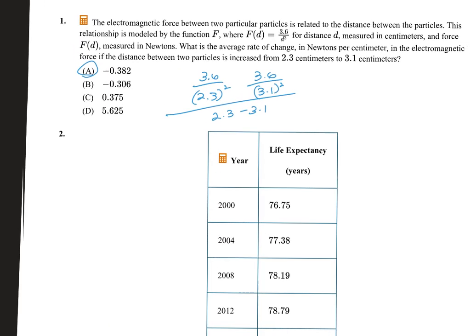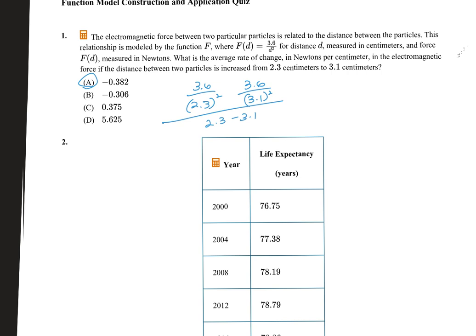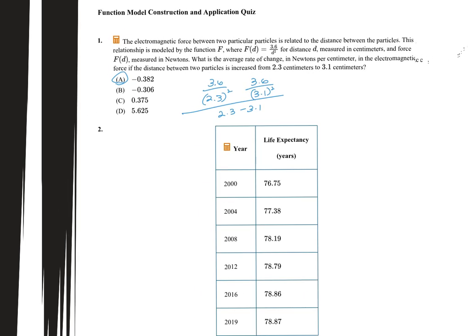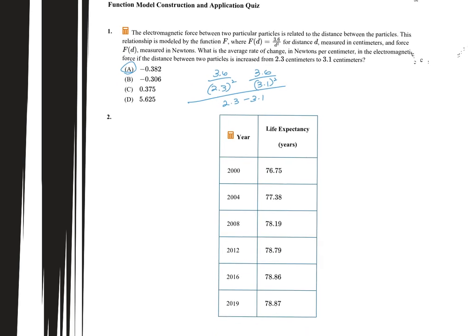All right, the AP Classroom questions for 114. So the first one, it gave you the model 3.6 over d squared, and then it asked for the average rate of change from 2.3 to 3.1. So you could have individually plugged them in, or you could have plugged this in as your y equals 3.6 over d squared or x squared, and then found your average rate of change. It should have been negative 0.382.